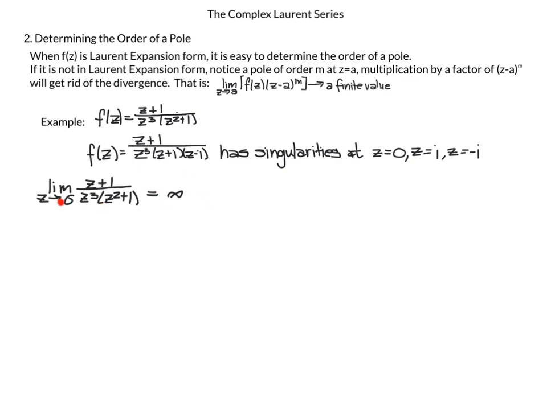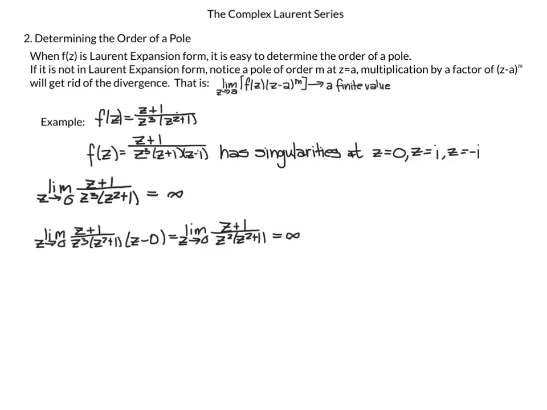So now let's look at the order of the z equals 0 pole. Using our method over here, we're going to multiply by z minus a. So z minus a, our singularity is 0. So z minus 0, we're going to multiply z plus 1 over z cubed times z squared plus 1. This z will cancel with one of these z's. So we're left with z plus 1 over z squared times z squared plus 1. When we take the limit as z approaches 0, we still get 1 over 0.